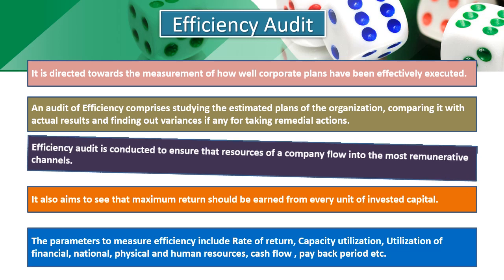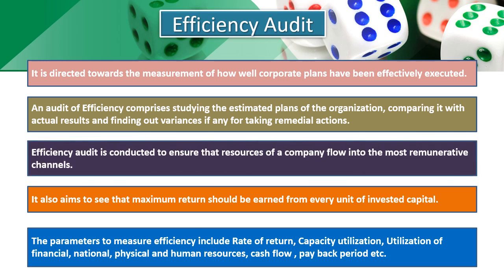Then the third point says efficiency audit is conducted to ensure that resources of a company flow into the most remunerative channels. To improve the efficiency of any concern, it is most important that all the resources of the company should flow into the proper channel, or they should get utilized in a proper way. Hence, efficiency audit has to observe that all these resources like machinery, material, manpower, etc. are used to the best, fullest use. Then it also sees that maximum return should be earned from every unit of invested capital. So whatever capital you invest in the concern, in the processes, in the systems, you should get maximum returns from them.